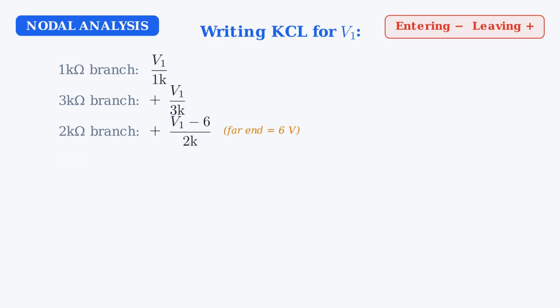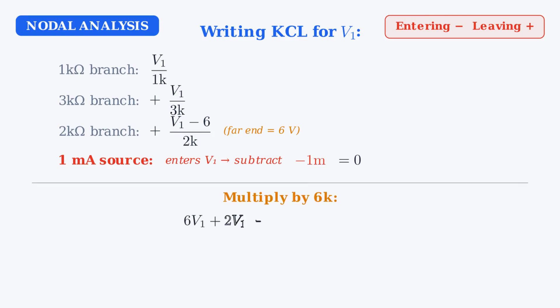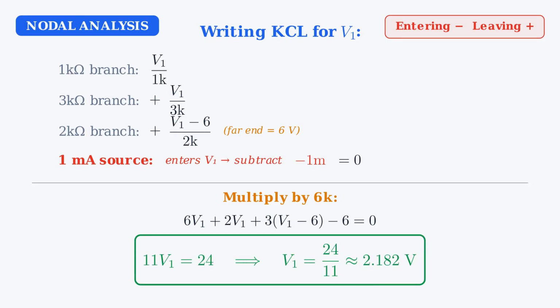The 1 kOhm branch carries V1 over 1K. The 3 kOhm branch carries V1 over 3K. The 2 kOhm branch, the far end is at 6 volts, so the current leaving V1 is V1 minus 6 over 2K. The 1 milliamp source enters V1, so we write minus 1M. Setting the sum to 0, V1 over 1K plus V1 over 3K plus V1 minus 6 over 2K minus 1M equals 0. To clear the denominators, multiply everything by 6K.